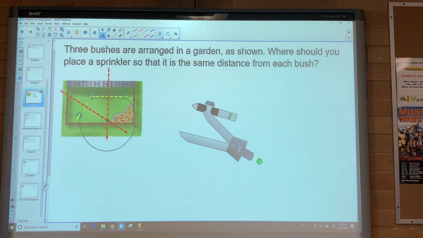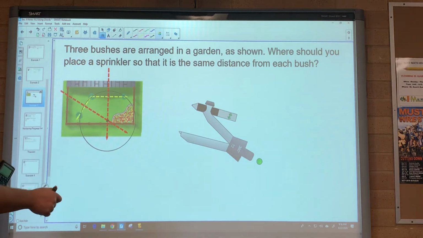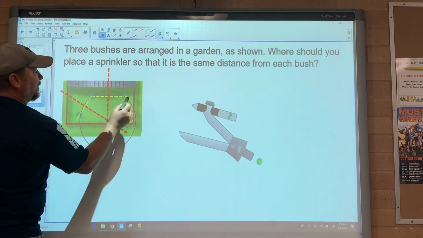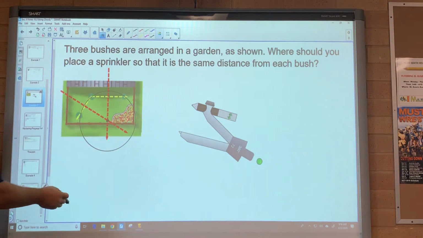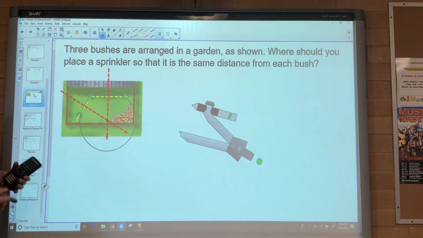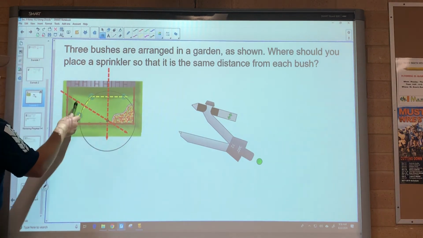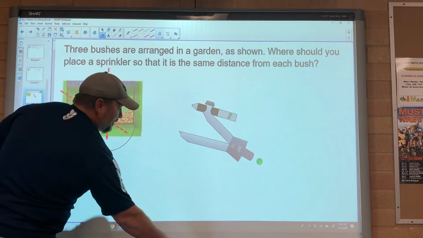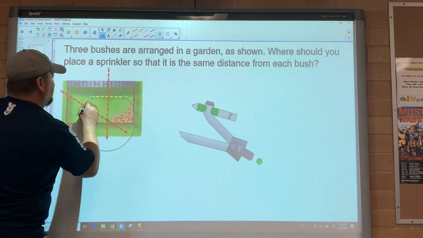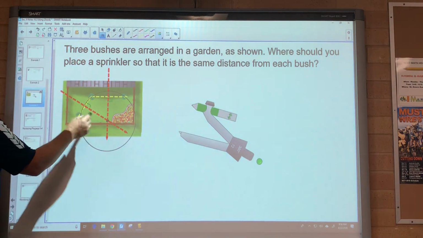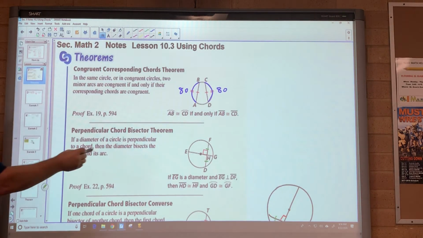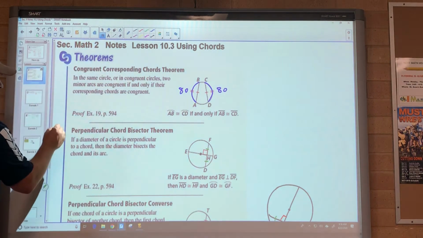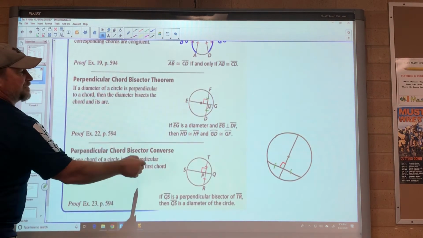Does that make sense? So we're using the concept of, look, this is a chord. This is a chord. The two yellow lines are chords, and our red lines would be diameters. And what we've got is perpendicular bisectors, okay? Perpendicular bisectors, because we've got 90s, and they're cutting those chords in half. So we're doing the concept of this right here. We're doing the concept of these two theorems right here.